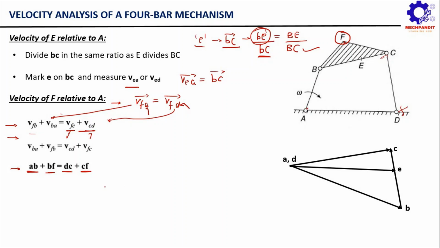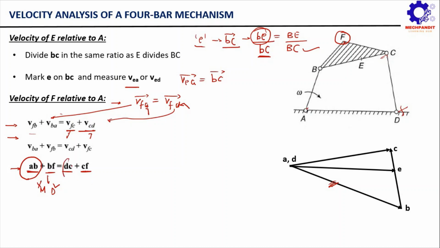Now you can simply refer to this vector diagram, and you obviously know that this vector is completely known to us, that is AB vector. Then another vector is BF vector. Now you can quickly run a magnitude direction analysis here. We know the direction: BF vector will be perpendicular to capital BF, but the magnitude is not known.